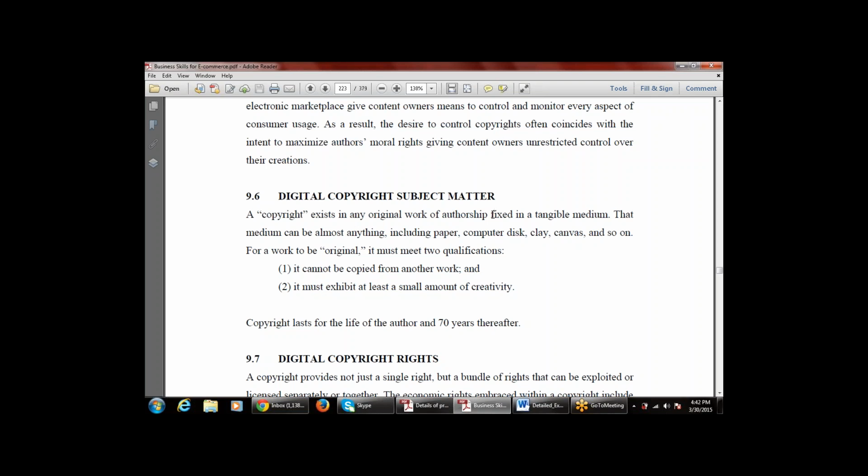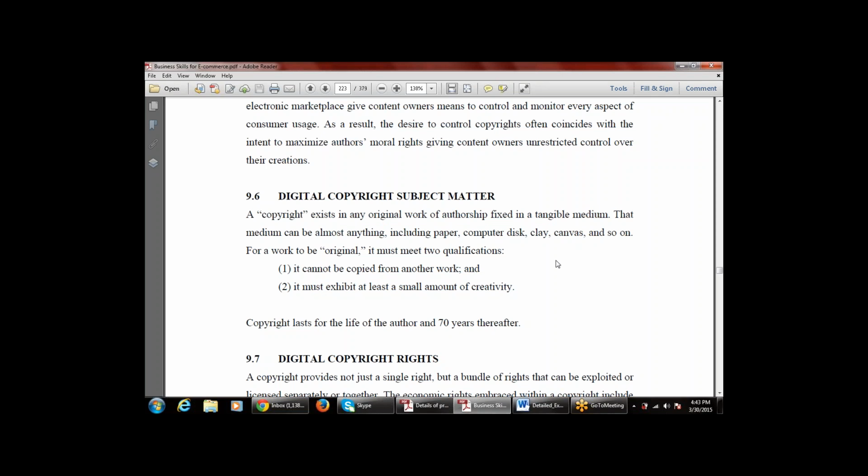So who is the author? The copyright is related to the physical or tangible medium of the original work of authorship. It is not related to the intangible content. That medium can be almost anything, including paper, computer disk, clay, canvas, and so on. So that tangible medium may be anything.